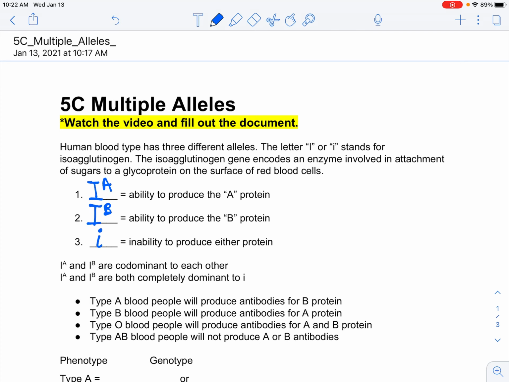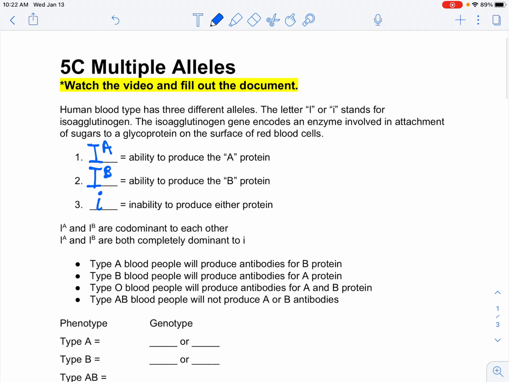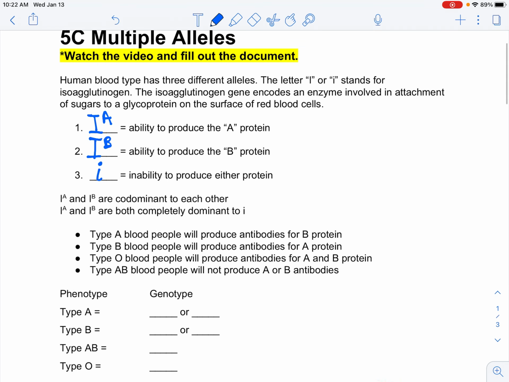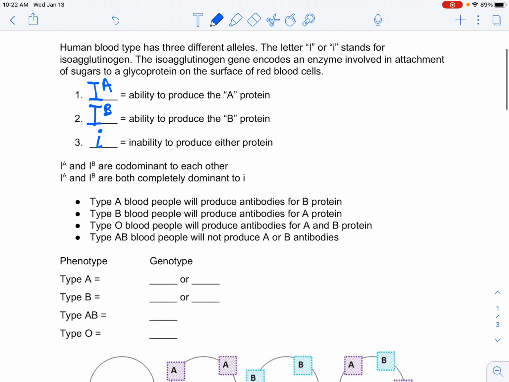And the IA allele produces the A protein, and the IB allele produces the B protein. So you're going to have a combination of two of those three. Let's take a look at those combinations next. Those would be called genotypes, right?